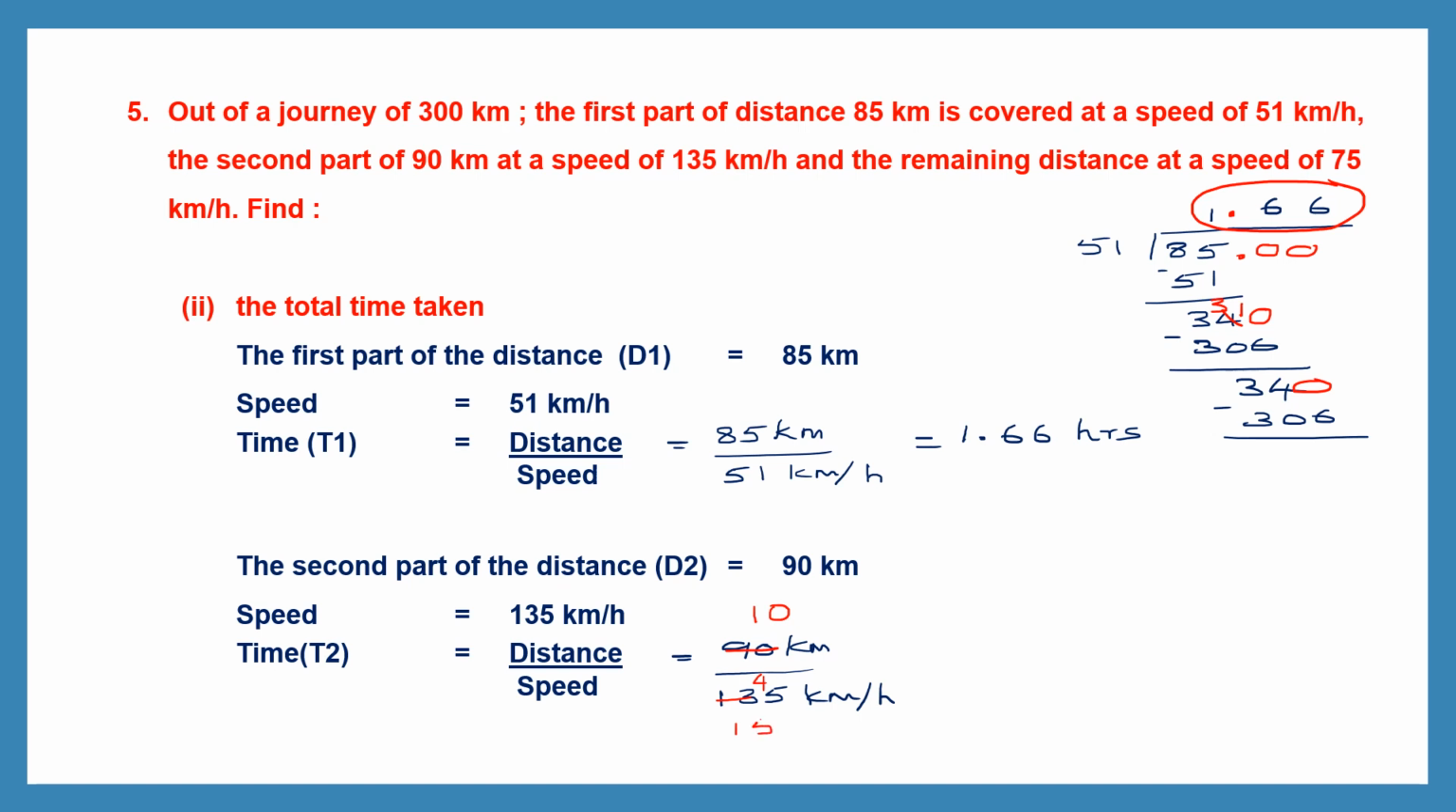9 fives are 45. So we have 10 by 15, which again we can reduce by 5. 5 twos are 10, 5 threes are 15. So what do we have here? We have 2 by 3. So let's divide 2 by 3 and see what we get.